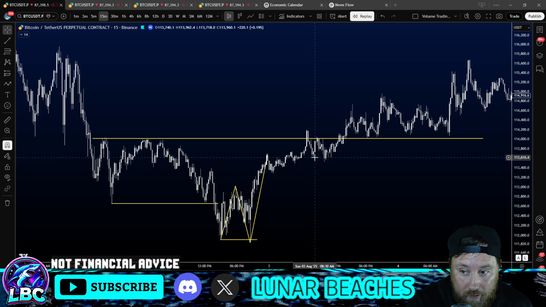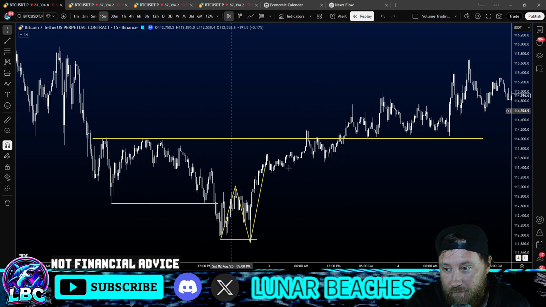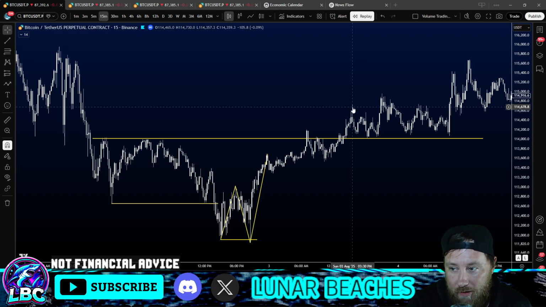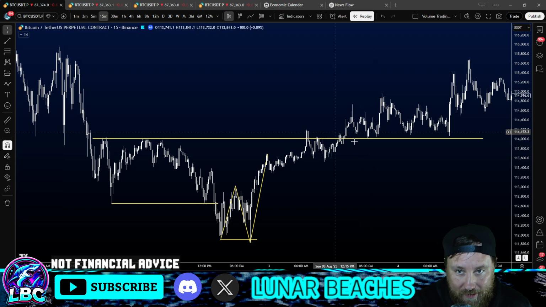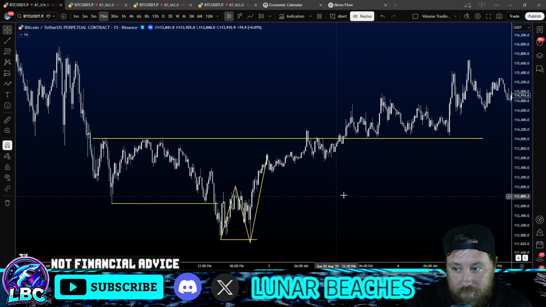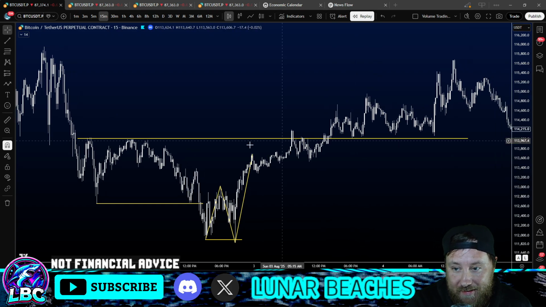We fail to reclaim that level initially. Then we get the big break above, and then we get a pullback to that level. Now, it is on this back that I will look for trend continuation. And that's the key, is looking for those key levels.